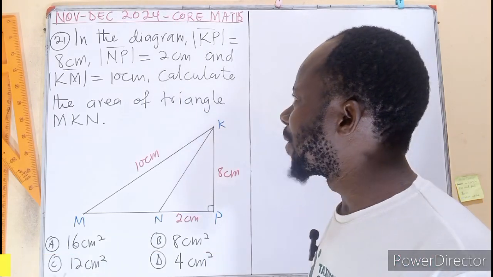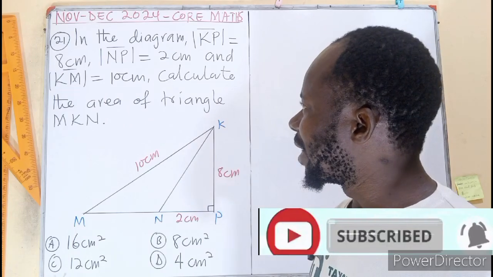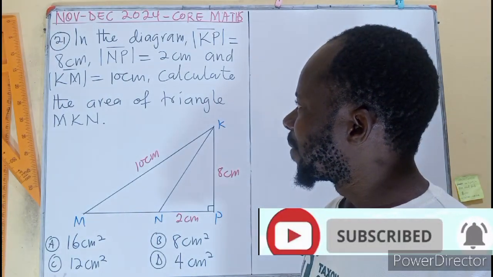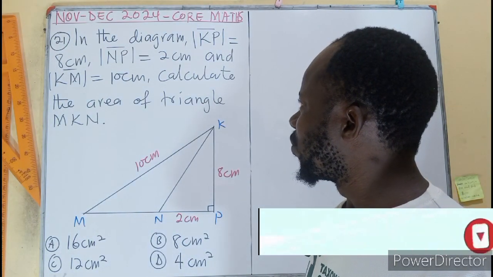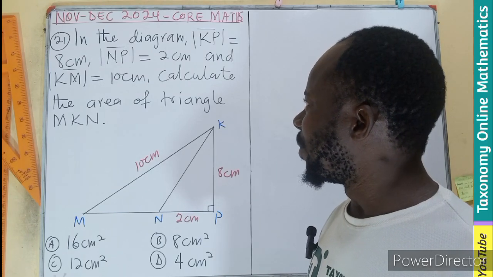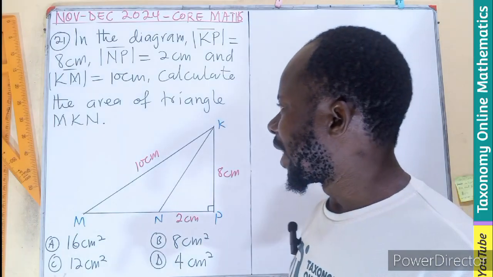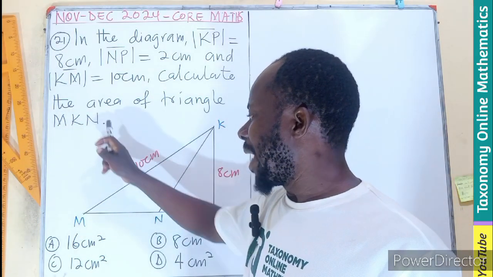2024 NOV-DEC edition. In the diagram, the length of KP is 8 centimeters, the length of NP is 2 centimeters, and that of KM is 10 centimeters. We are to calculate the area of the triangle MKN.